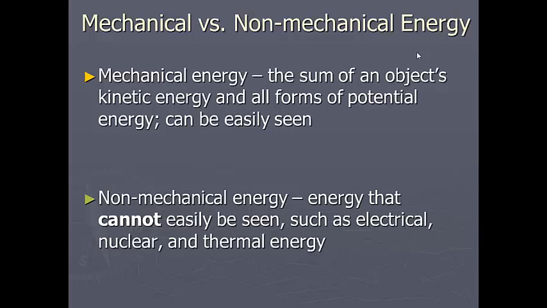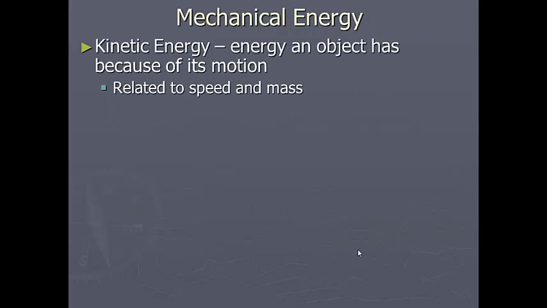Non-mechanical energy is energy that cannot easily be seen, such as electrical, nuclear, and thermal energy. For example, thermal energy is energy from the movements of molecules. We cannot easily see the movements of molecules, therefore thermal energy is non-mechanical energy. Mechanical energy is broken up into basically two types of energy, kinetic and potential. Kinetic energy is defined as energy an object has because of its motion, and it's related to speed and mass. We will be learning the formula for kinetic energy in class.